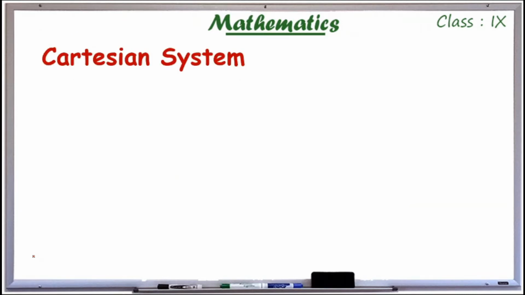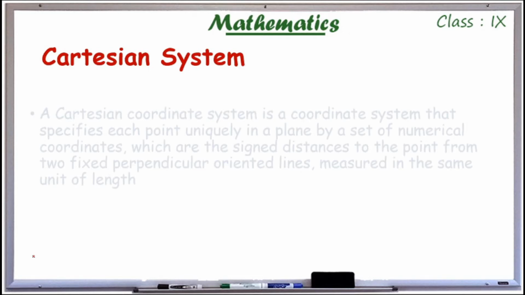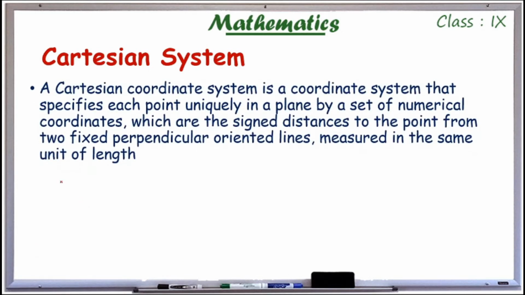Coordinate means simply that point (4, 2), and we are learning about the Cartesian system. It is very simple. A Cartesian coordinate system is a coordinate system in which coordinates are of the form x, y, that specifies each point uniquely. So we have to name each point uniquely. Uniquely means no other point has the same name. This is (4, 2), so no other point can have (4, 2).